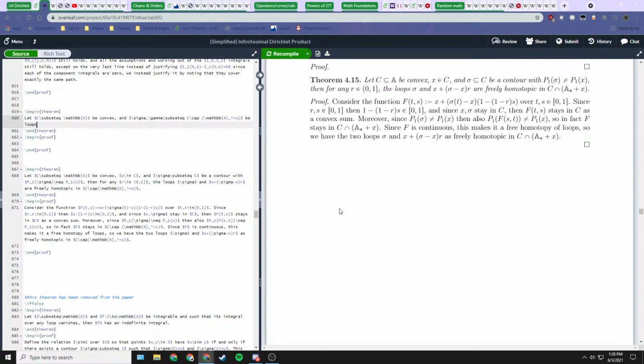Okay, so we'll just have them as loops. Then, also with both P1 sigma and P1 gamma having turning number 1 about X.